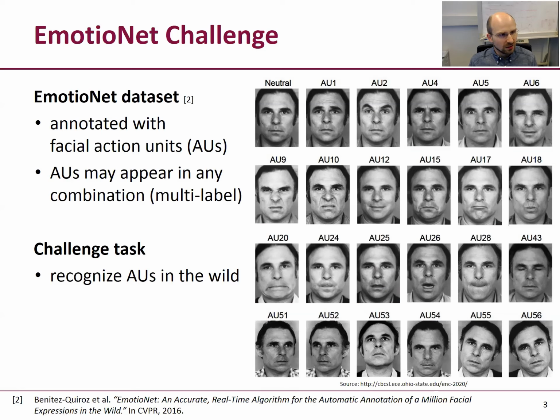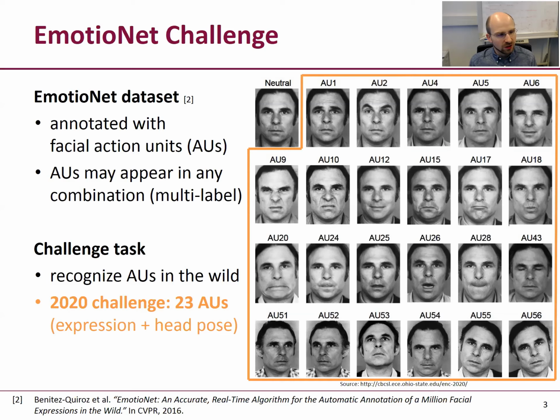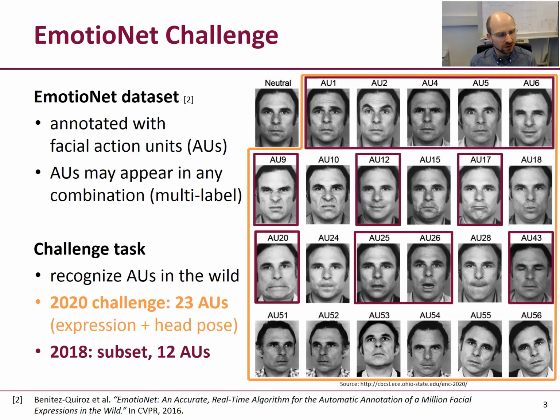The challenge task was to recognize action units in the wild, so binary classification on the data we have seen before in the slide. The challenge involved 23 action units, which we see here, including expression action units and also 6 head pose action units. The challenge organizers also evaluated the models regarding a subset of the action units, which was used in the 2018 EmotioNet challenge, these 12 action units, which I highlighted here.